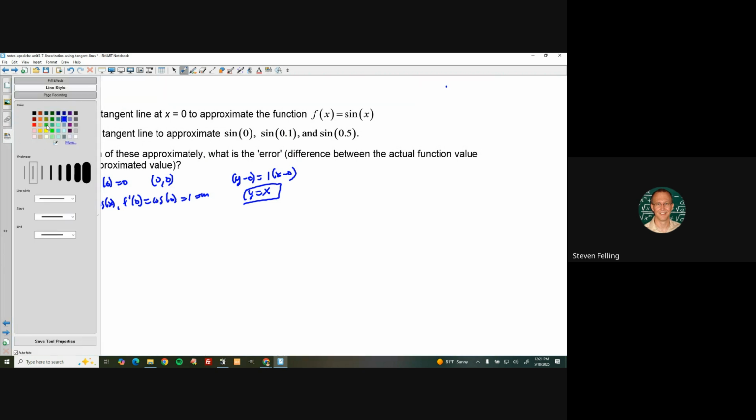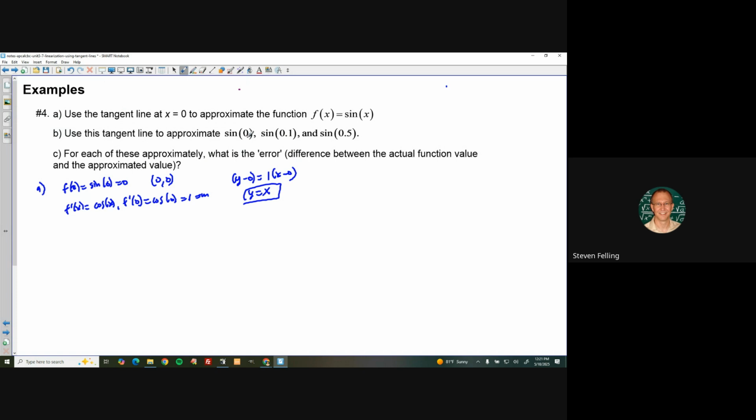And then use this to approximate sine of 0, sine of 0.1, and sine of 0.5. And then for each of these, what's the error? So I think for B and C, let's do these together. And we'll make a little table here. So let's take the x value, and then we'll find the approximation, and then we'll find the actual value, and then we'll find the error.